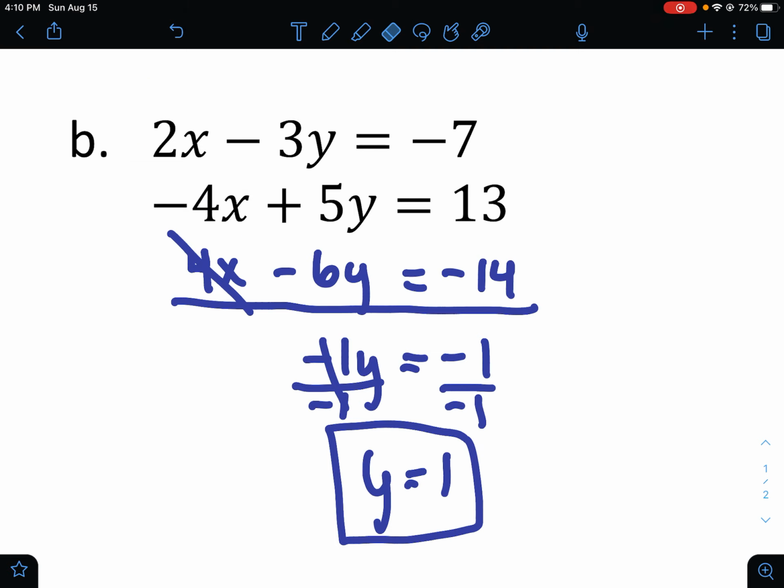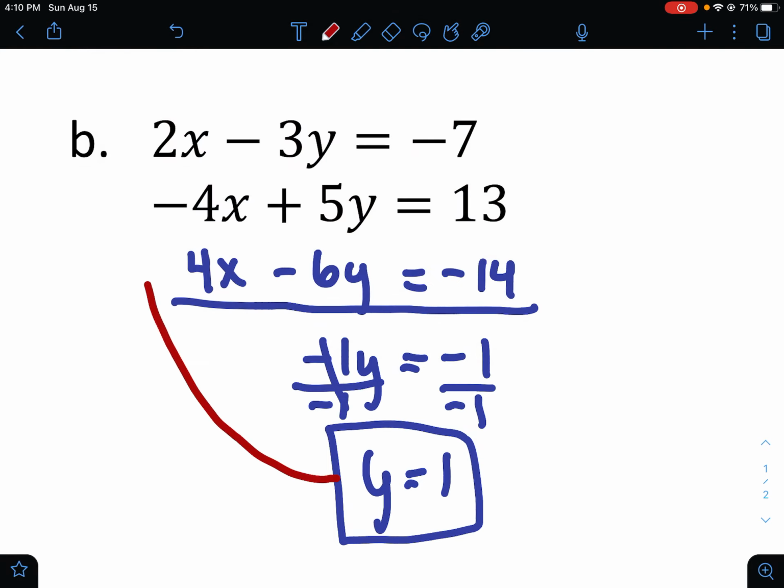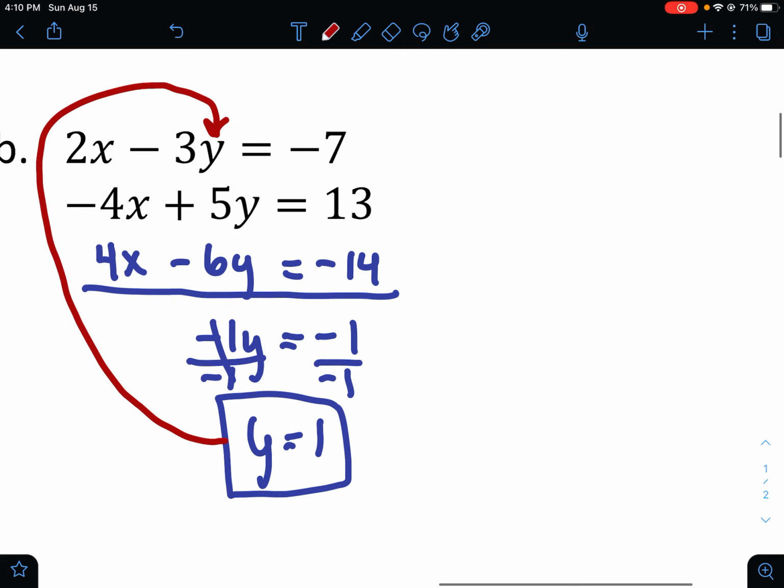I can plug in my y equals 1 into any of these three equations. I could plug it into this y for this equation, I could plug it into this y for this equation, or this y for this equation. Since all of them seem to have minuses and everything, I'm just going to go ahead and plug it into the top one. So y is going to go right here for y there. And so now I have 2x minus 3 times y, which we know is 1, equals negative 7.